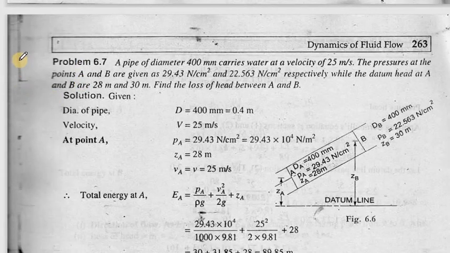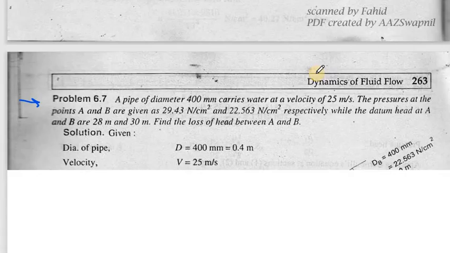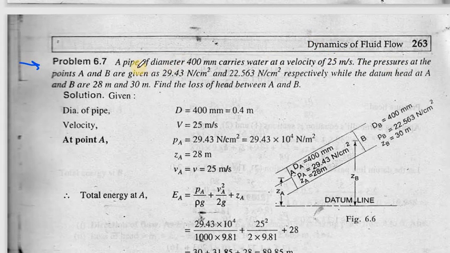The first problem says that a pipe of diameter 400 carries water at a velocity of 25 meter per second. So a pipe is there which has a diameter of 400 and it is carrying water, so the density will be 1000. The velocity is 25 meter per second. The pressures at points A and B are given as 29.43 newton per centimeter square and 22.536 newton per centimeter square respectively.